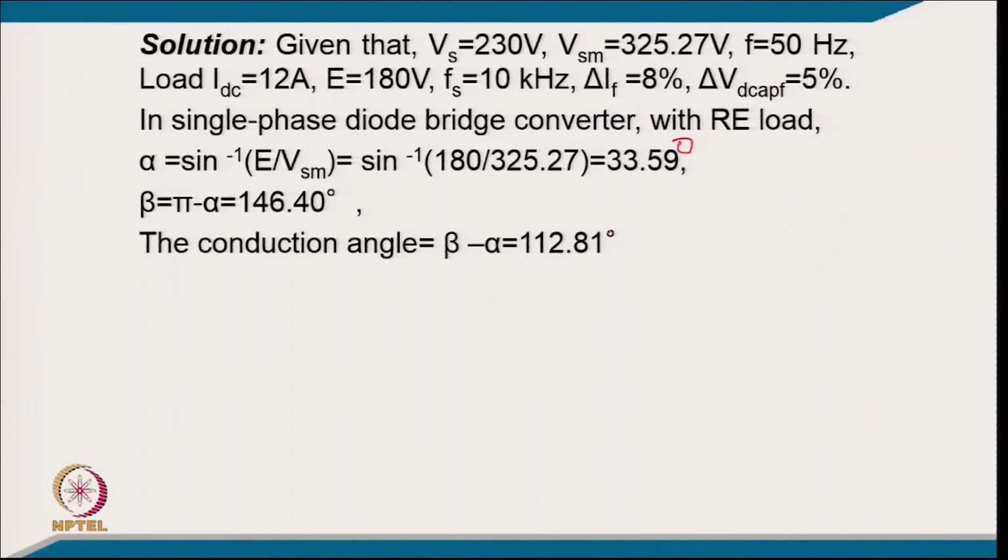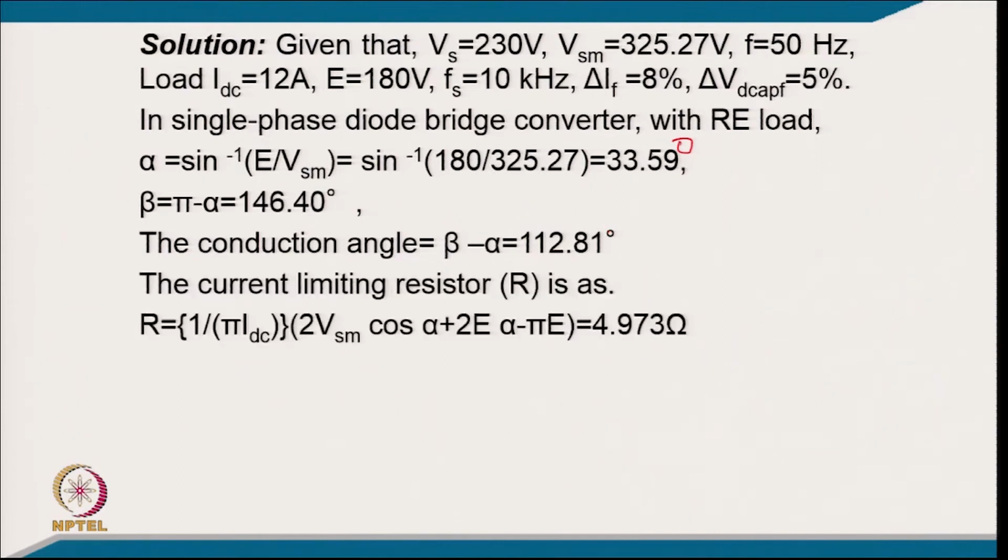Out of 180 degree it is conducting only for this period, and the current limiting resistor is here, R. We can calculate it from the current, which is given as 12 ampere. So, putting the values here, we can find out how much the resistance will be which is limiting the current in this circuit.